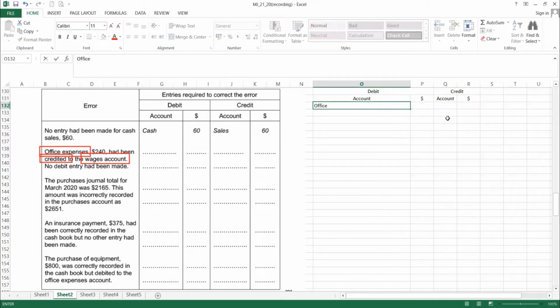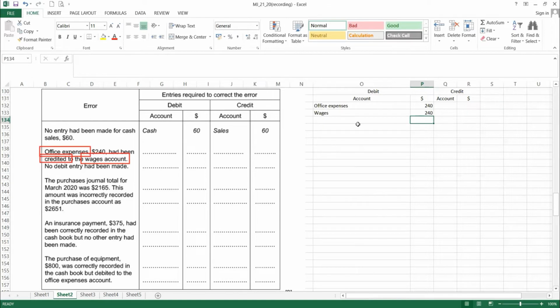So we need to put back office expenses. How much is the office expenses amount? 240. But at the same time, we have to reverse the wrong account, which is the wages. So wages wrongly credited, that means we have to reverse out. We put into the debit side. Now both are debit. In this case, one side error. So suspense account comes in. Because suspense takes 2 amounts, these 2 can add up together, total 480.